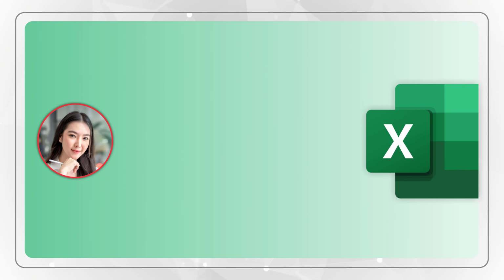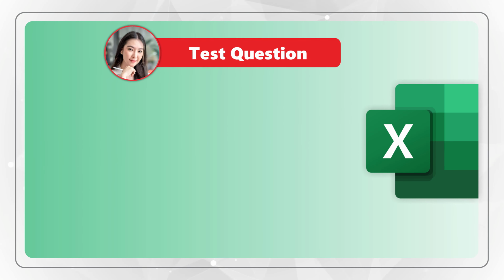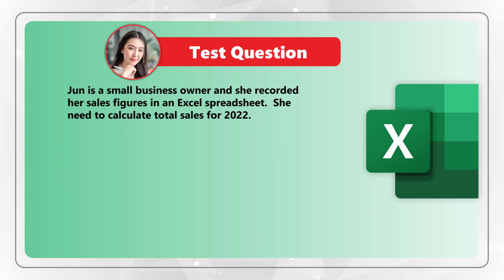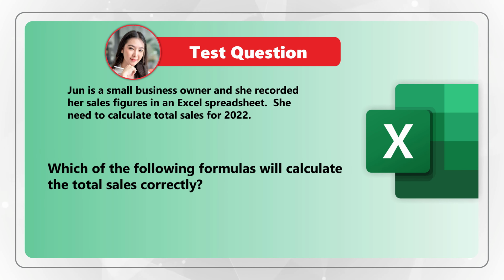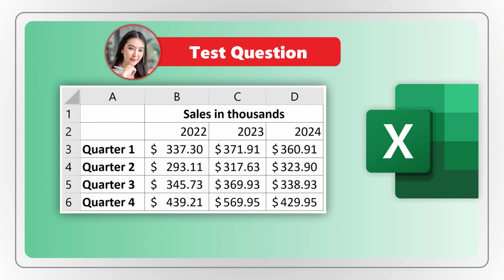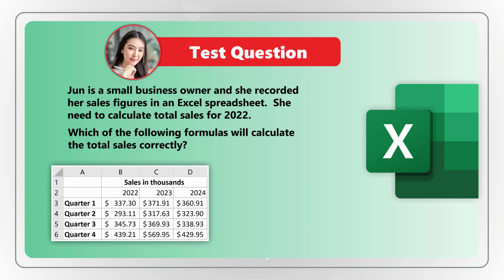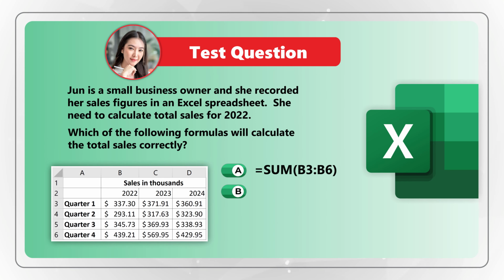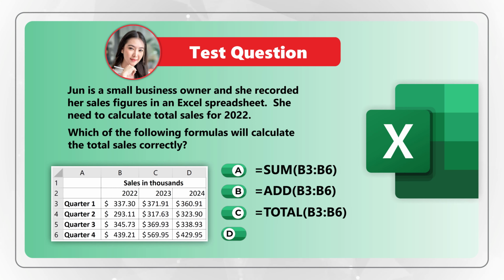June is a small business owner, and she recorded her sales figures in an Excel spreadsheet. She needs to calculate total sales for 2022. Which of the following formulas will calculate the sales correctly? You're presented with the data set and 4 different choices. The formulas are sum, add, total, and product, and they point to the range B3 through B6.